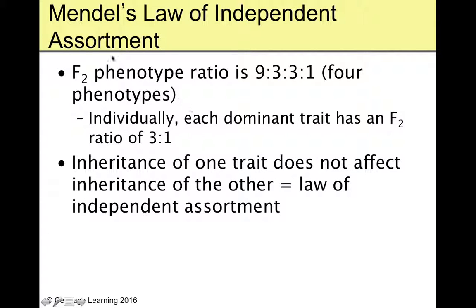And so then here's your independent assortment. Your F2 phenotype is 9 to 3 to 3 to 1 because there's 4 different phenotypes. Individually, each dominant trait has a 3 to 1 ratio, but when you combine 2 of those together, it's 9 to 3 to 3 to 1. The inheritance of one trait does not affect the inheritance of the other. Sometimes. Most of the time. In pea plants, we got really lucky. That was not the case in humans, that can be kind of tricky. But yeah, generally, as long as a gene is far enough away from another gene, its inheritance does not affect the other. So that's very cool. That's the law of independent assortment.